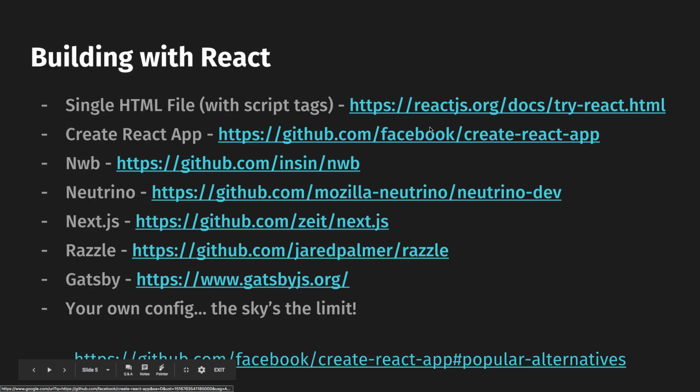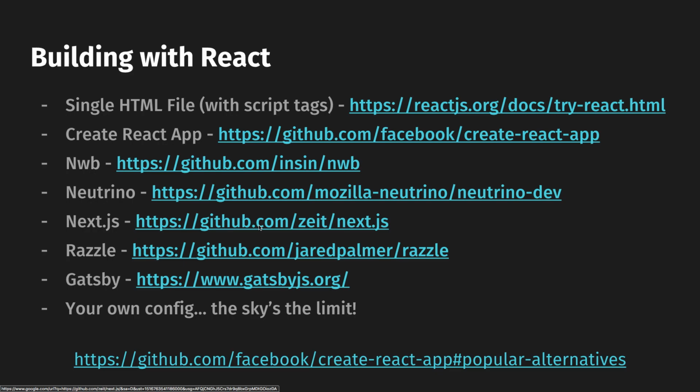So yeah, long story short, NWB makes it easy to package these components, whereas Create React App specializes in doing full applications. Some of these other ones are more specialized. Neutrino, I haven't had a chance to dig into, but it looks like it's highly configurable. Next.js and Razzle, both their specialties are server-side rendering.